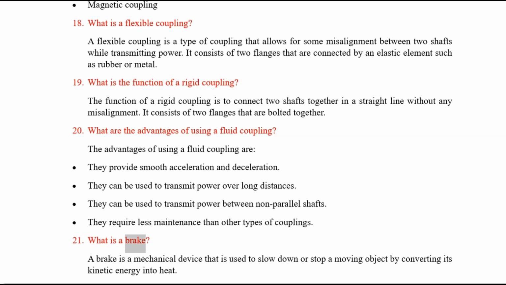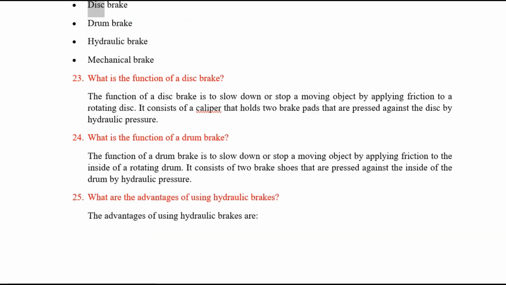What is a brake? A brake is a mechanical device that is used to slow down or stop a moving object by converting its kinetic energy into heat. What are the different types of brakes? The different types of brakes are: disc brake, drum brake, hydraulic brake, mechanical brake.